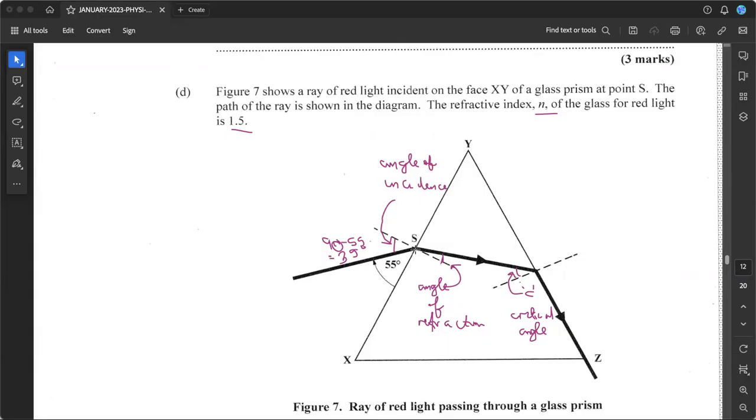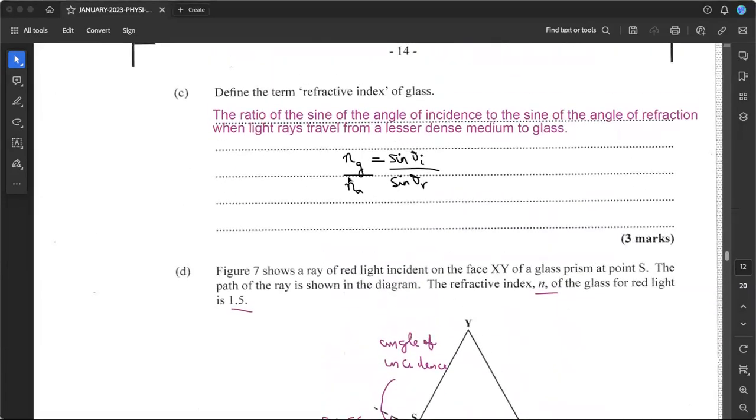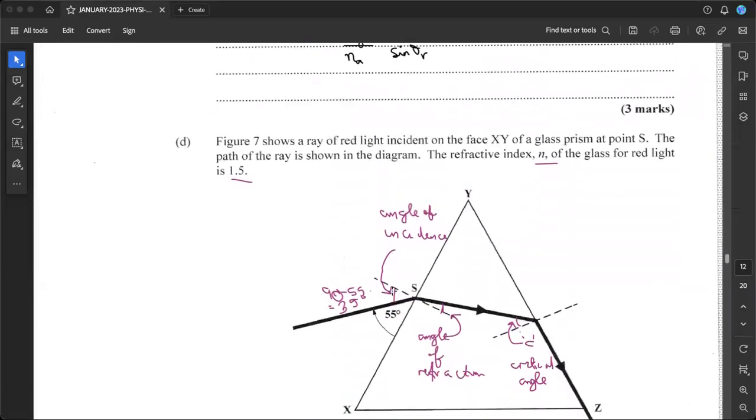So you notice that we have a normal that we can draw at that point of incidence. So we have this normal line, this dashed line here, right? And then they're telling us that the refractive index of glass for red light is 1.5. And we already defined what the refractive index is from up here, right? So we're set up from here. We're ready to go down here.